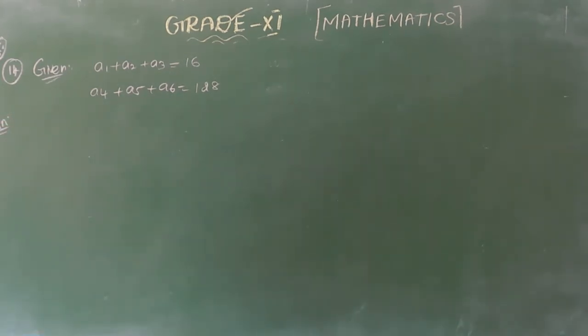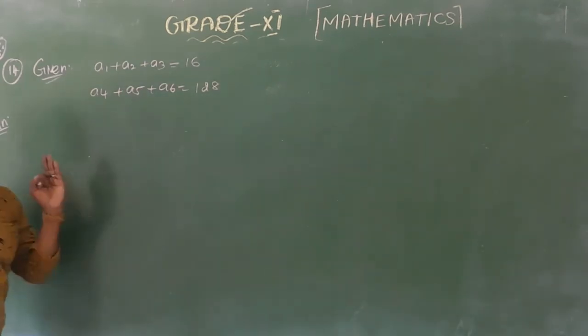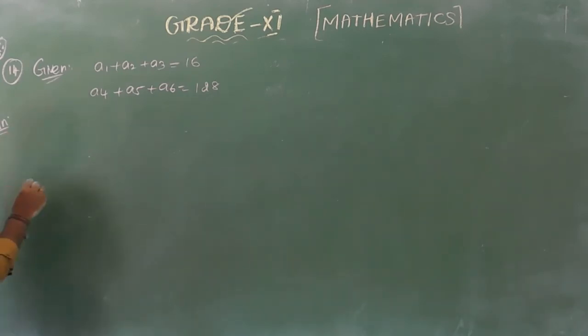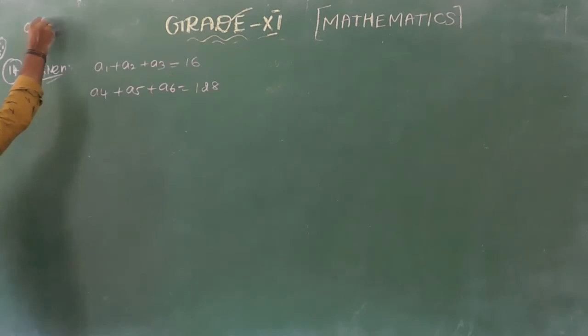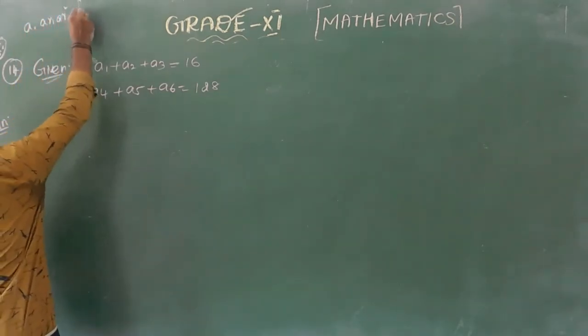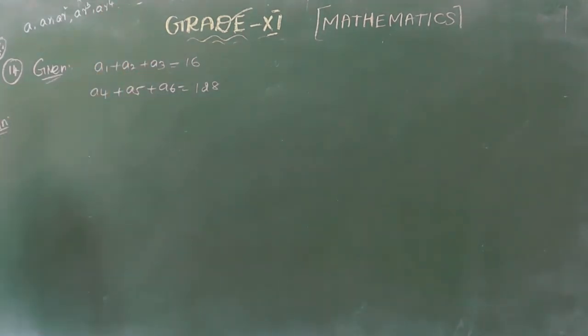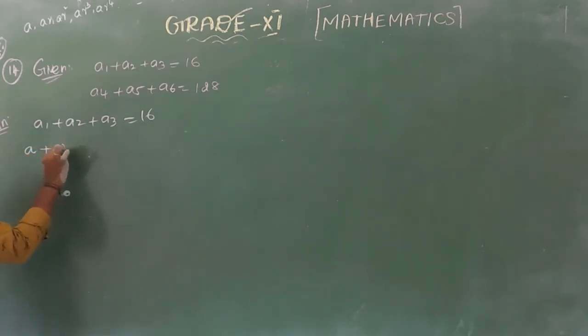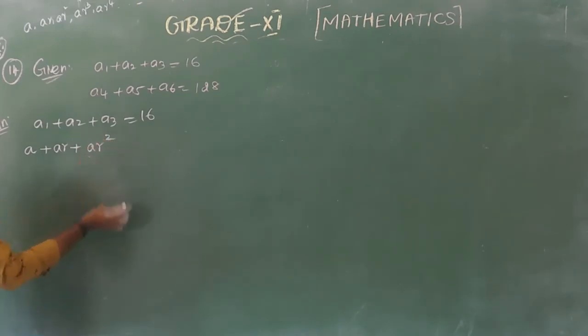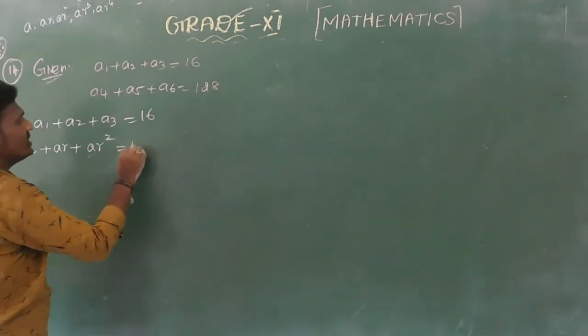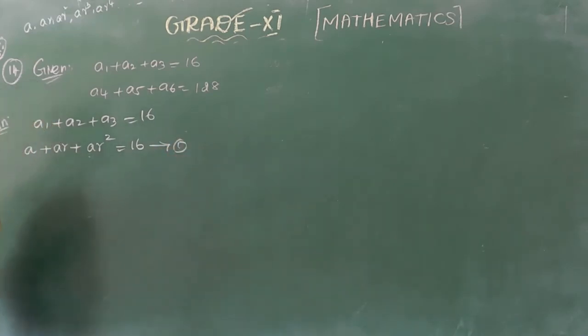So students, it is a very simple question. The sum of the first 3 terms is given. Now what will be the value of the first term? You have a, ar, ar square, ar cube, ar power 4, and so on. So A1 plus A2 plus A3 equal to 16. I am taking A1 as the first term of the GP, A2 is ar, A3 is ar square, which is equal to 16. Take this as equation number 1.